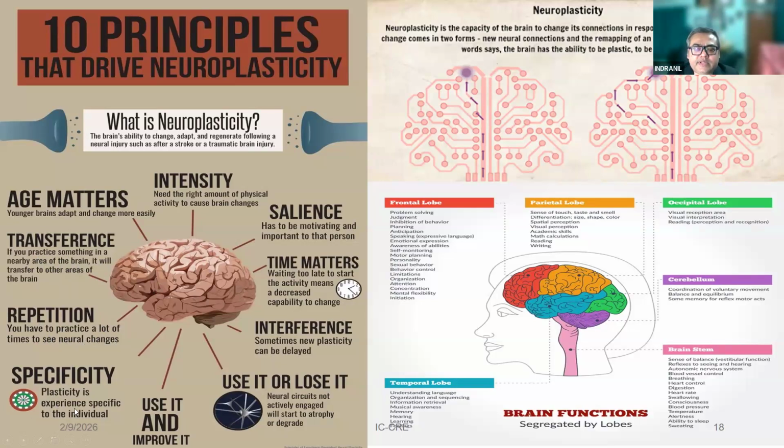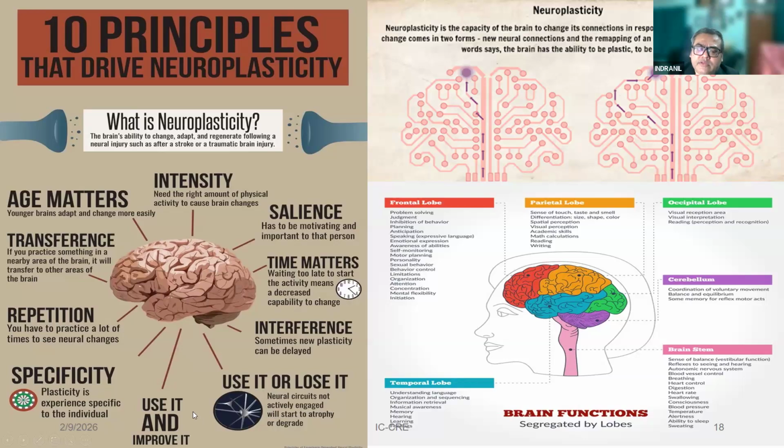Specificity means plasticity is experience specific to the individual. That is very, very important, so in an individualized way the plasticity can differ. Then intensity: the right amount of physical activity is needed to cause brain changes, and physical activity definitely helps improve brain maturation. Salience: it has to be motivating and important to that person, so there is a psychological part. Timing is very important to check the increase or decrease of the change. Interference: sometimes new learning interferes with the old process.